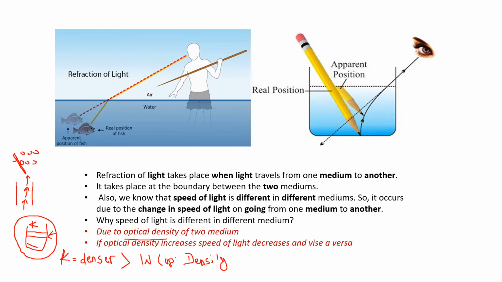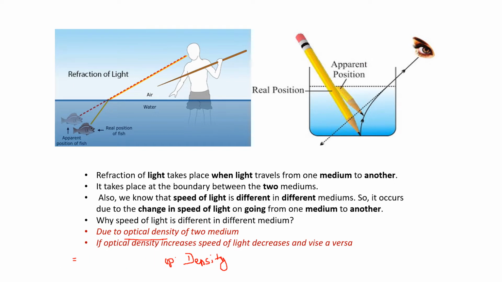Fine. So here we can see what happens when light travels from the denser medium to the rarer medium. We have done in the last class that when light travels from the denser medium to the rarer medium, it bends away from the normal. So let's see a different example.